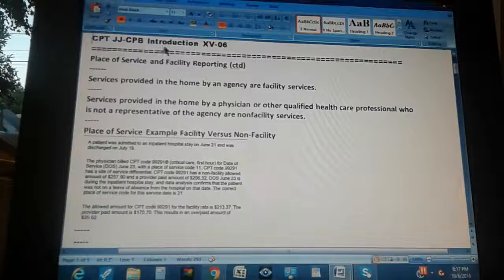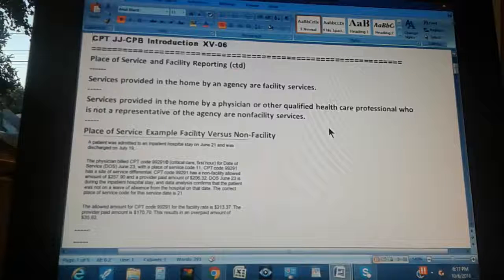CPT, page 15, Part 6. Place of service and facility reporting continued. Services provided in the home by an agency are facility services. Services provided in a home by a physician or other qualified healthcare professional who is not a representative of the agency are non-facility services. So make a distinction, right?